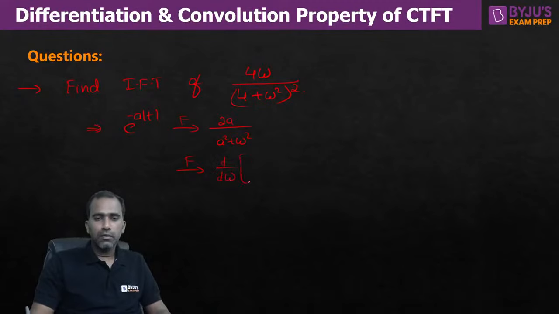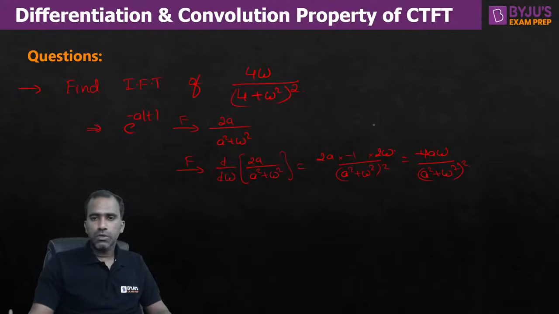d by d omega of 2a by a square plus omega square. So it is 2a into minus 1 by a square plus omega square whole square, into the differentiation of the denominator part, which is 2 omega. That equals minus 4a omega divided by a square plus omega square whole square. See this one? Yes, we got it.